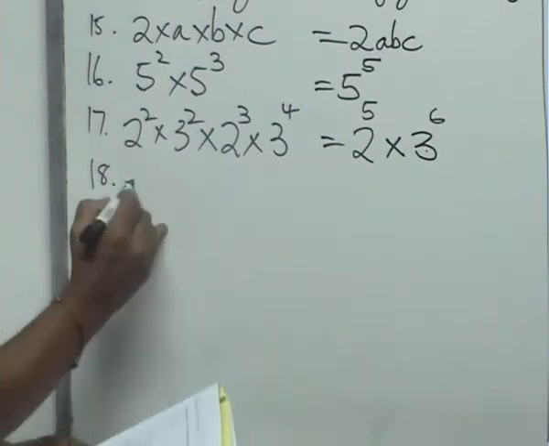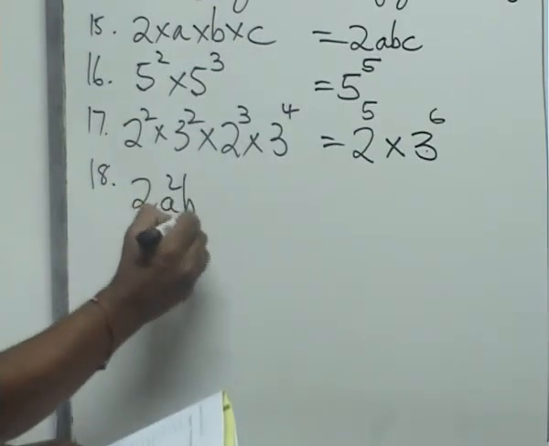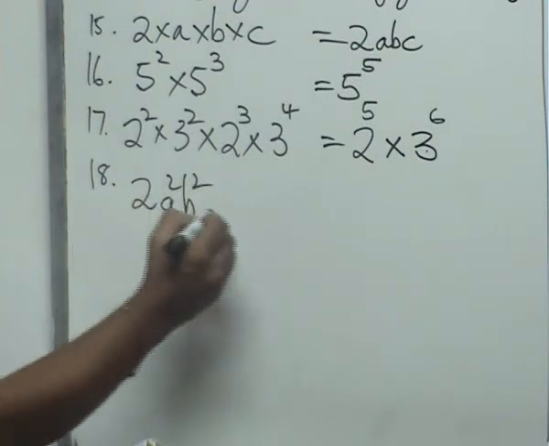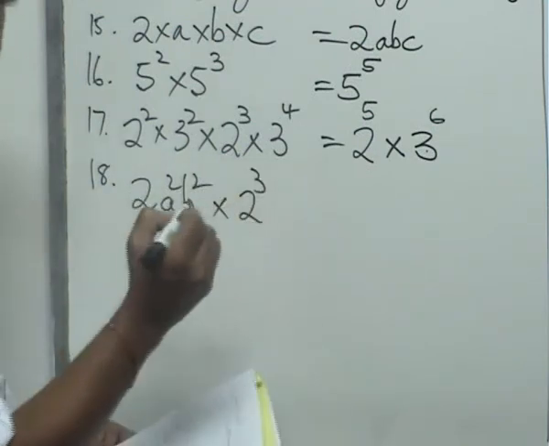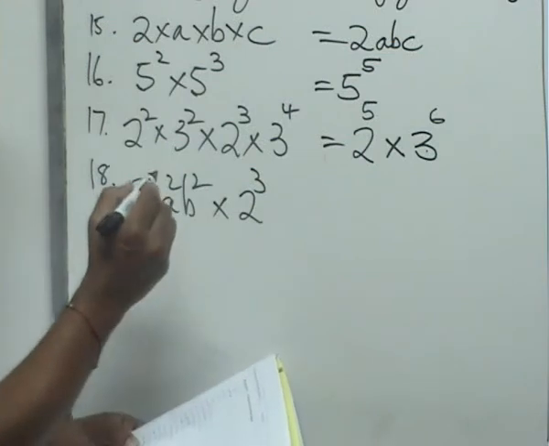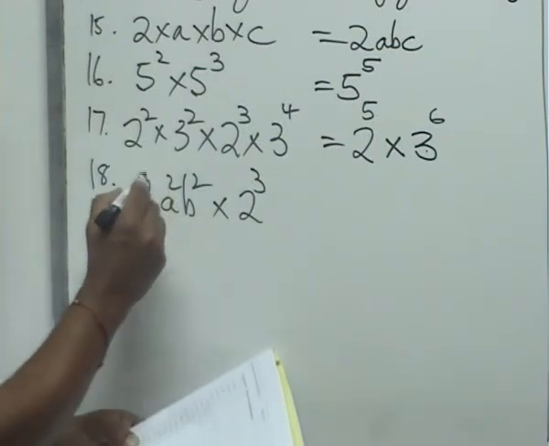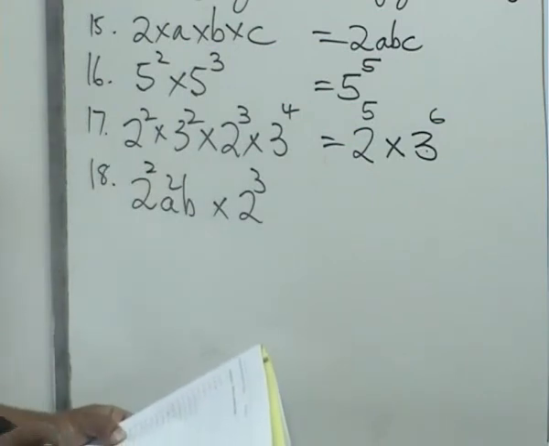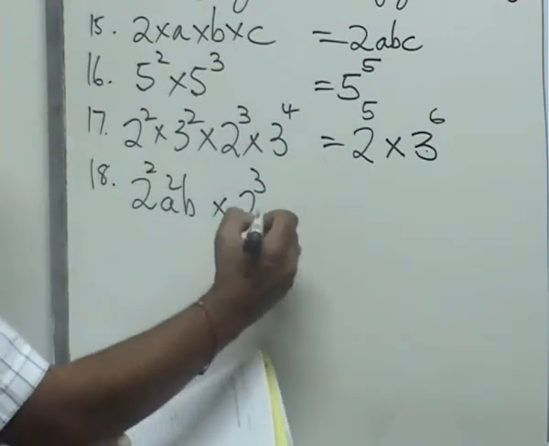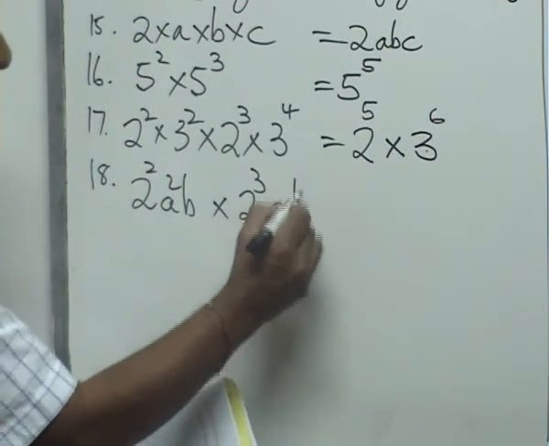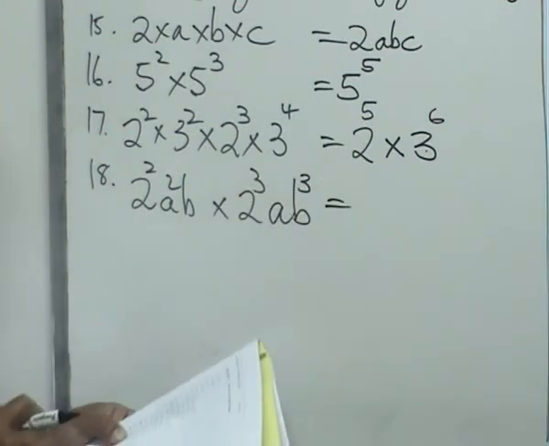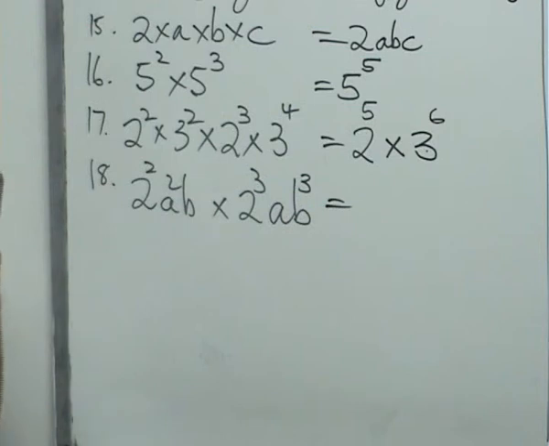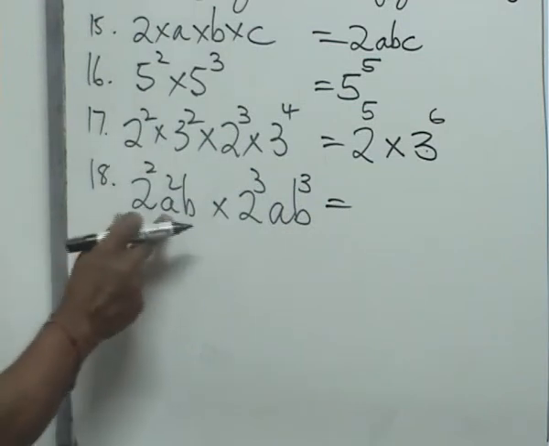Number 18. 2a squared b squared times 2 cubed. 2a squared. That's your question. 2 squared a squared b times 2 cubed a, 2 cubed ab cubed. Right, now if you watch carefully, you've got three different bases now.